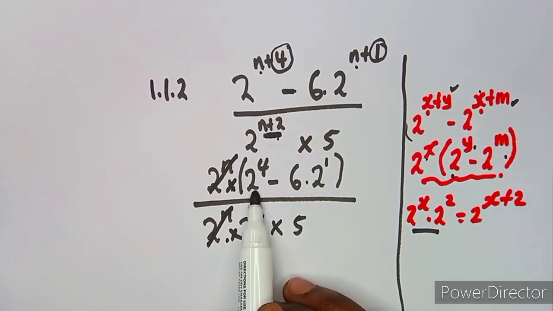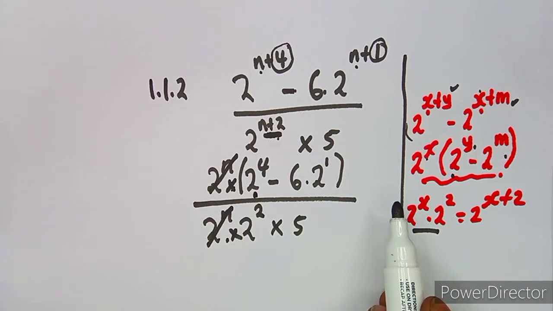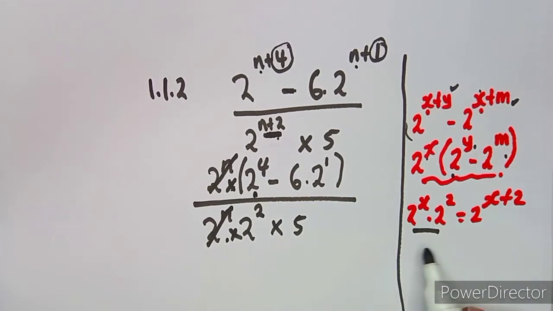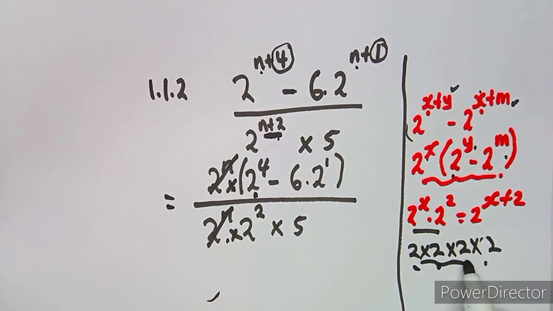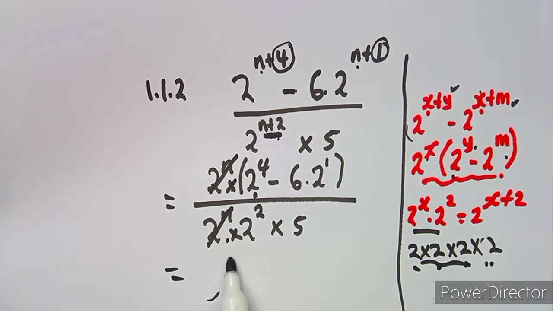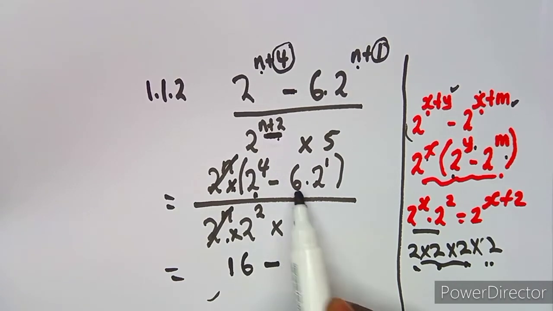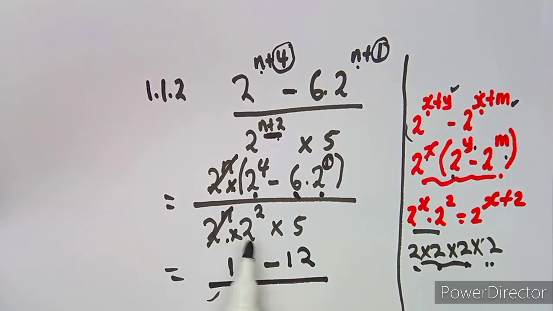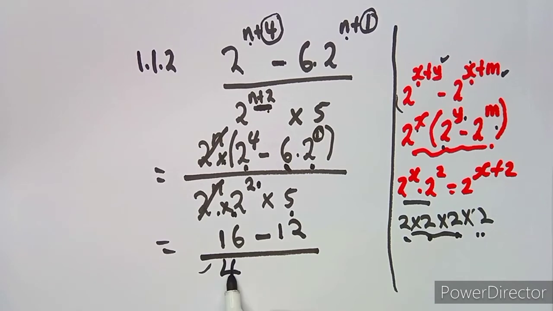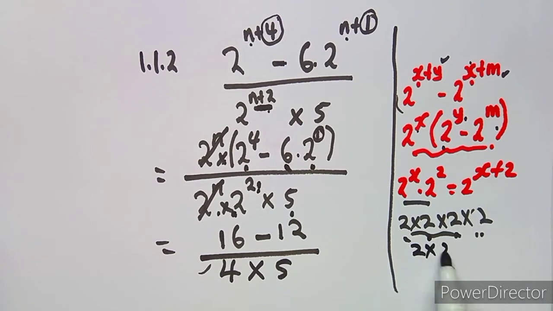So you're going to simplify 2 to the exponent of 4, which is 2 times 2, 4, 2 times 2 times 2 times 2. Remember, no calculators, which is going to give us 16. That's 2 times 2, 4, 4 times 2, 8, 8 times 2, 16. So you're going to be left with 16 minus 6 times 2, because 2 to the exponent of 1 is same as 2. So 6 times 2, that's 12, over 2 to the exponent of 2 times 5. So 2 to the exponent of 2, that's 2 times 2, which is 4 times 5.